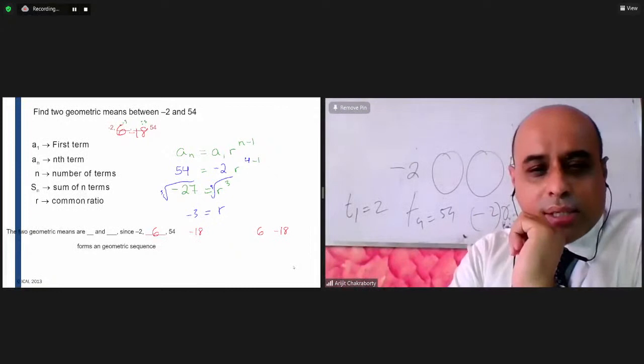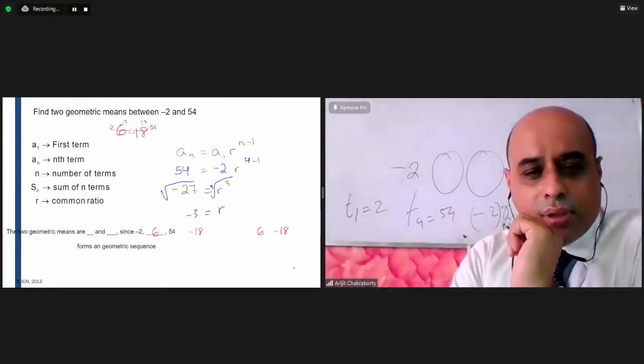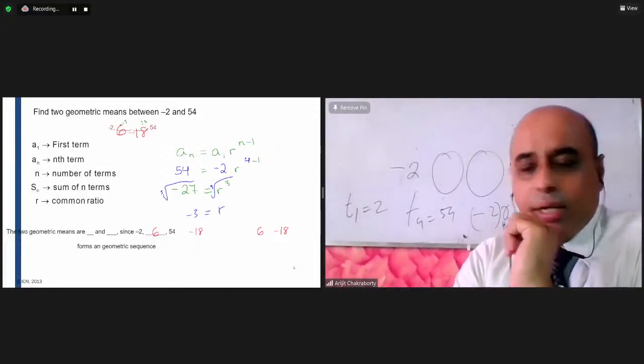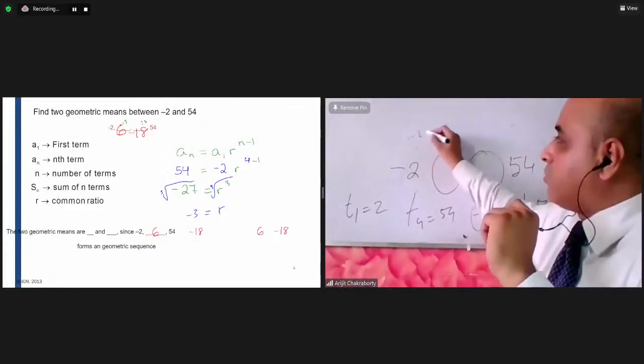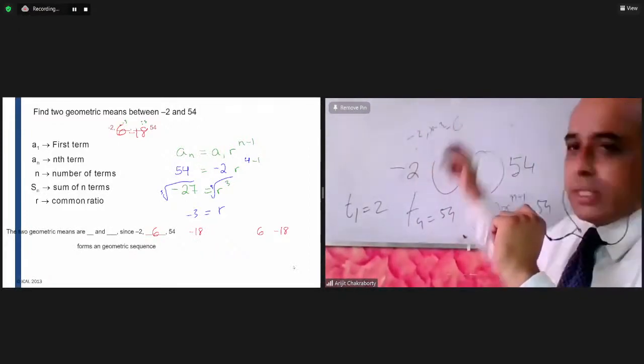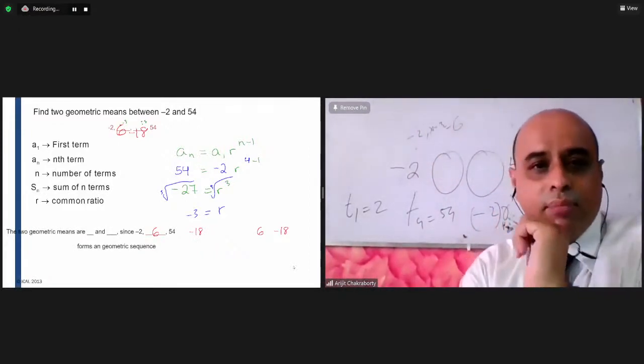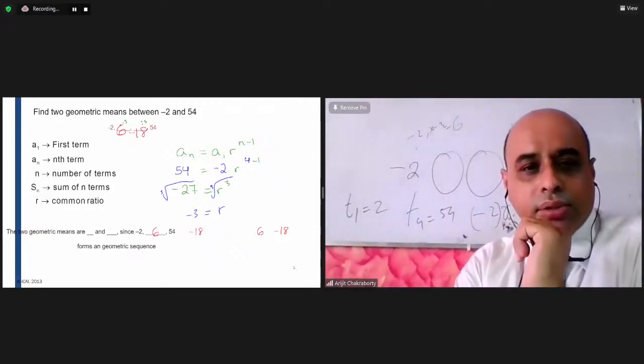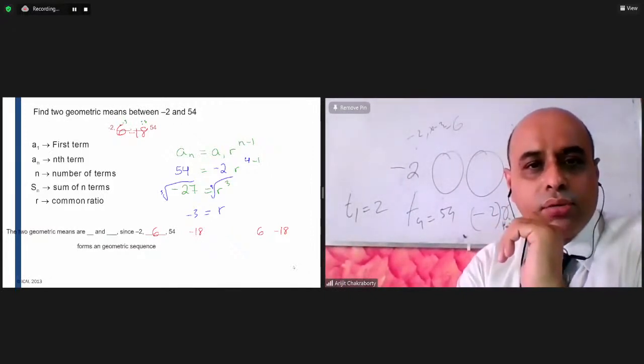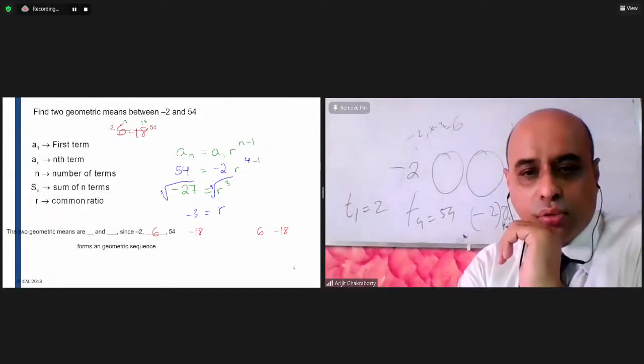R comes to -3. Therefore, we can see the other terms. Since we are starting with -2, we can check that -2 into -3 will become 6, and 6 into -3 will become -18. So these are the 2 GMs included between -2 and 54.